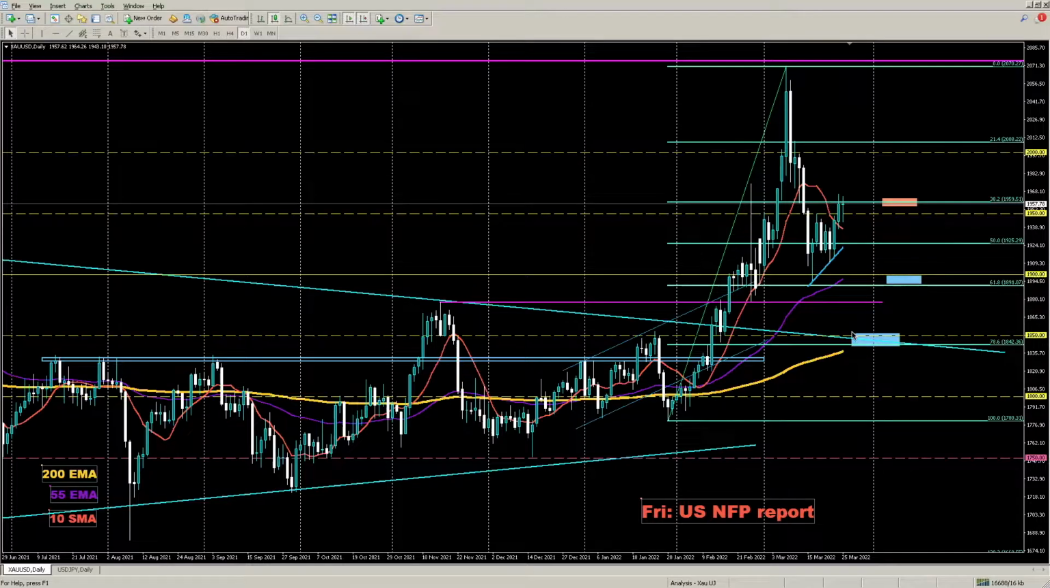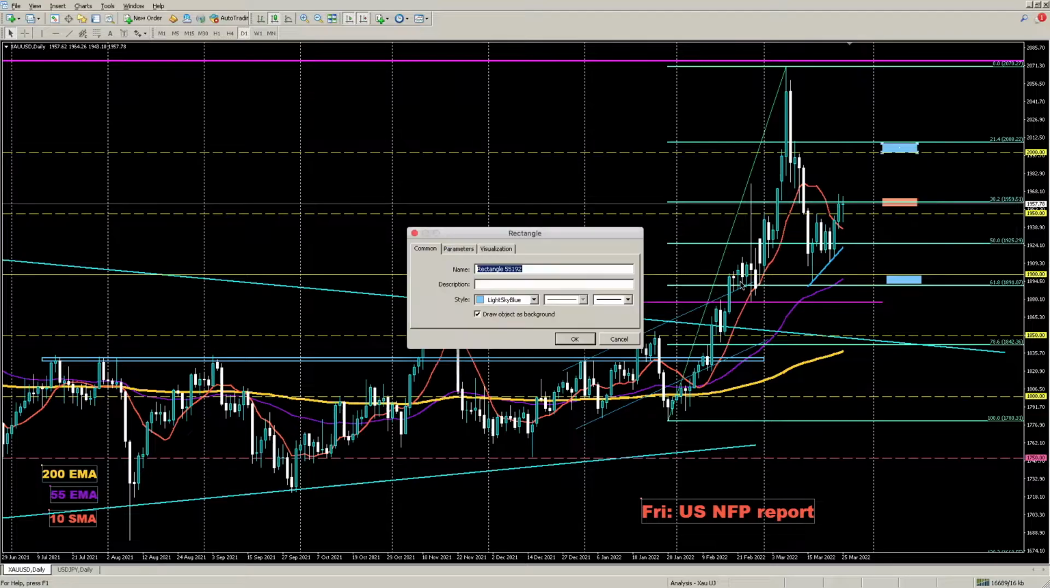I think we can remove this area for now, and perhaps identify another significant resistance zone between the 21 fib retracement 2008 and the 2000 level. That's resistance.